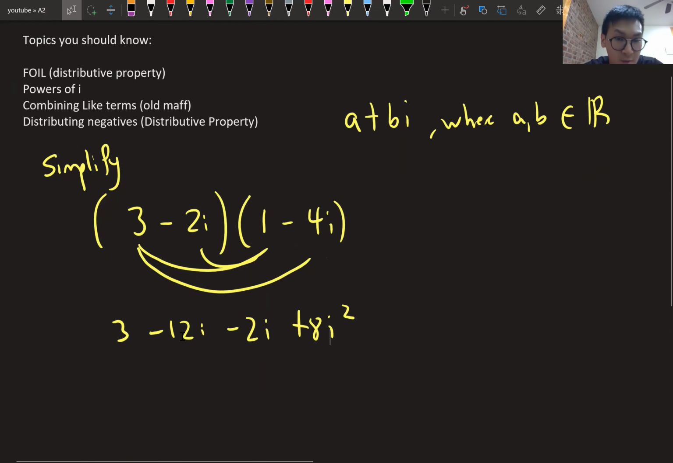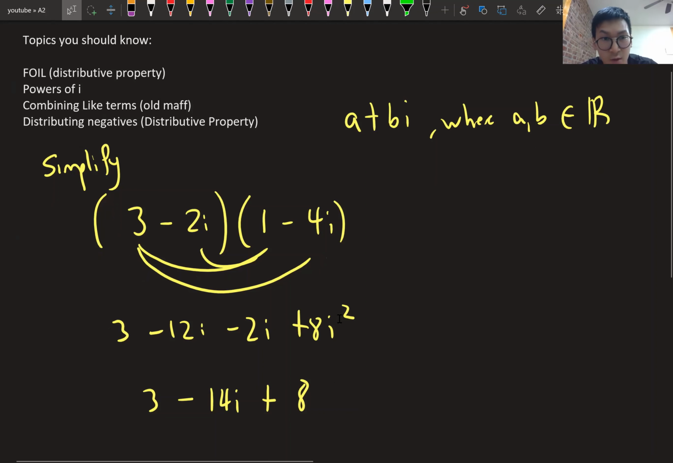Okay, and then from here, this is just combining like terms. Notice that you have these two i terms in the middle. So you can say this is 3 minus 14i because you're doing negative 12 minus 2, and then you have the i. So it's going to be 3 minus 14i plus 8.